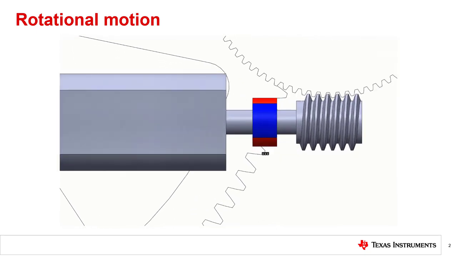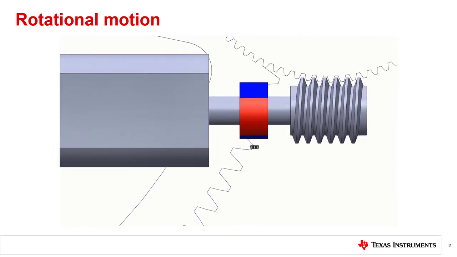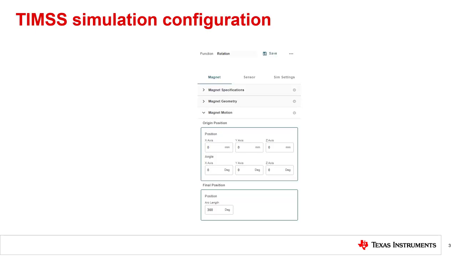In TIMS, the rotation function involves a magnet that moves around the z-axis. When the rotational motion type is selected in TIMS, there are a few key input fields used to define the placement of the magnet. These can be found by clicking to expand the magnet motion dropdown. The first is the origin position. This will define the initial starting point of the center of the magnet using the x-axis, y-axis, and z-axis inputs. It is possible to place a magnet anywhere in the 3D space near the sensor.